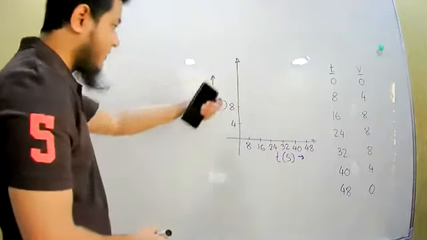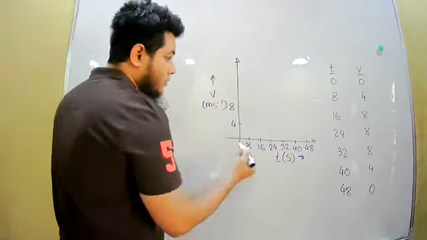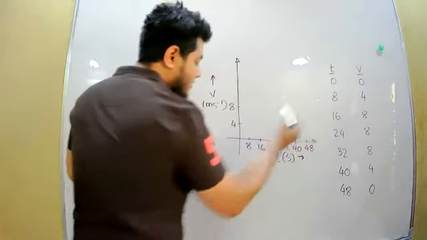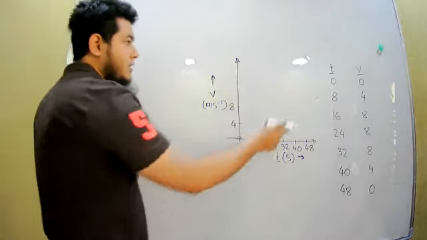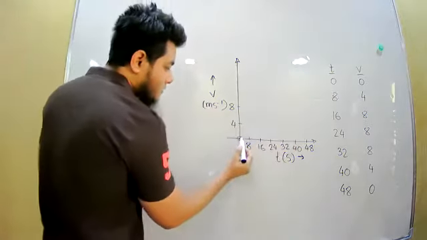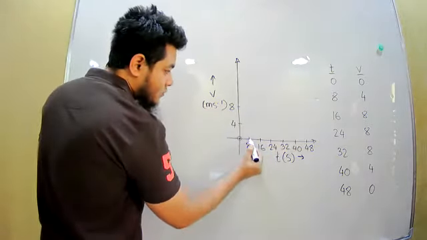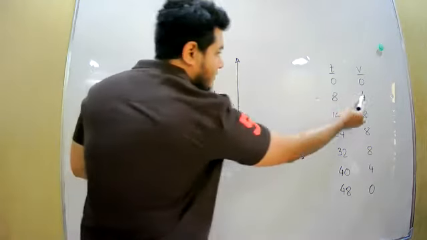Above that we don't need, so we do not need to plot. So the first point is 0, 0. 0, 0 is the origin. You will not move anything along the x-axis, you will not move anything along the y-axis, because both are 0. Then you have time 8. Time is along the x-axis, so you come here, and velocity for it is 4.